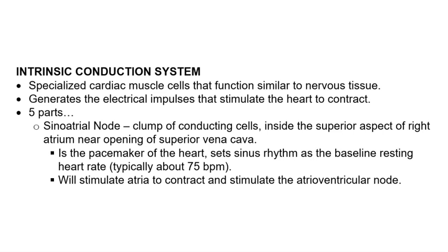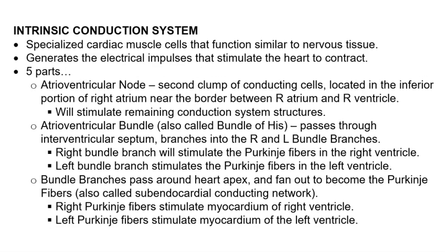The node will stimulate the atria to contract, and in addition, it will also stimulate the next structure we're going to look at, which is called the atrioventricular node. The atrioventricular node, which is typically shortened to AV node, is a second clump of conducting cells, which is located in the inferior portion of the right atrium, near the border between the right atrium and the right ventricle. The atrioventricular node will stimulate the remaining conduction system structures.